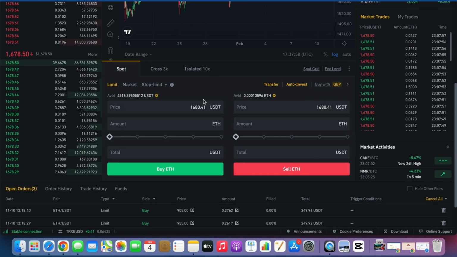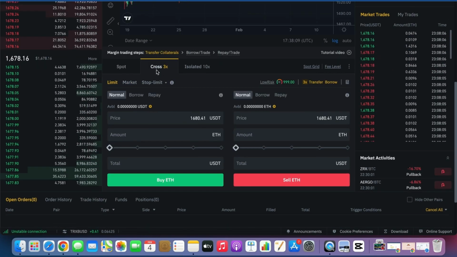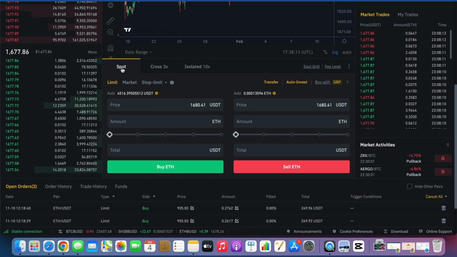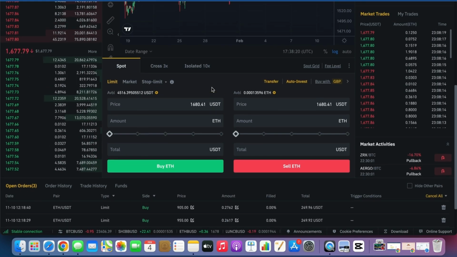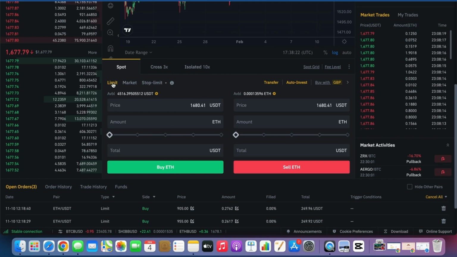And when you come down, make sure you check this spot icon, not the cross one, not the isolated one. Just select the spot icon. Then here you can see limit, market, stop limit. I will explain all those things in this video. And you can see here the available balance. In my spot trading account on this Binance platform, I have around 4,500 US dollars, right?